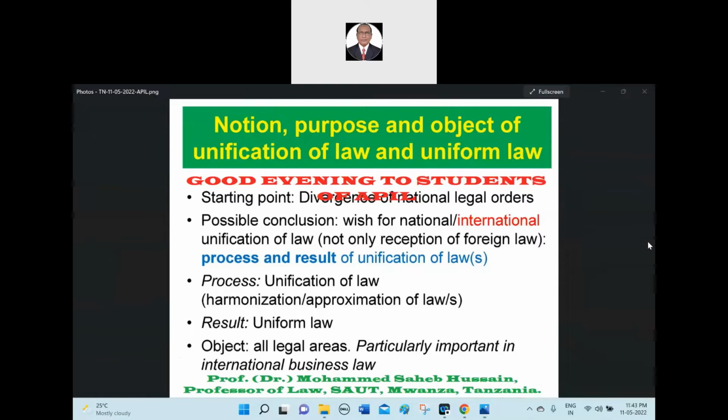Notion, purpose, and object of unification of law and uniform law. Starting point: divergence of notion, legal orders. Unification of law, not only reception of foreign law: process and results of unification of laws. Process: unification of law, harmonization, approximation of laws. Result: uniform law. Object: all legal areas, particularly important in international business law.